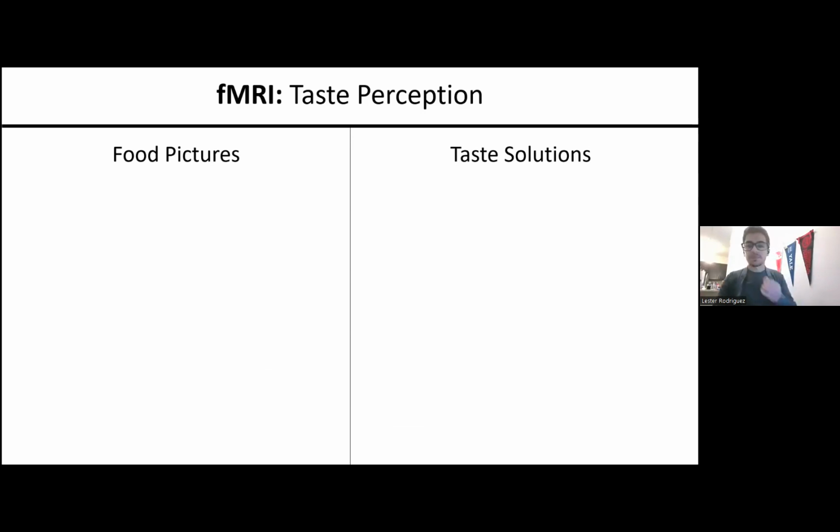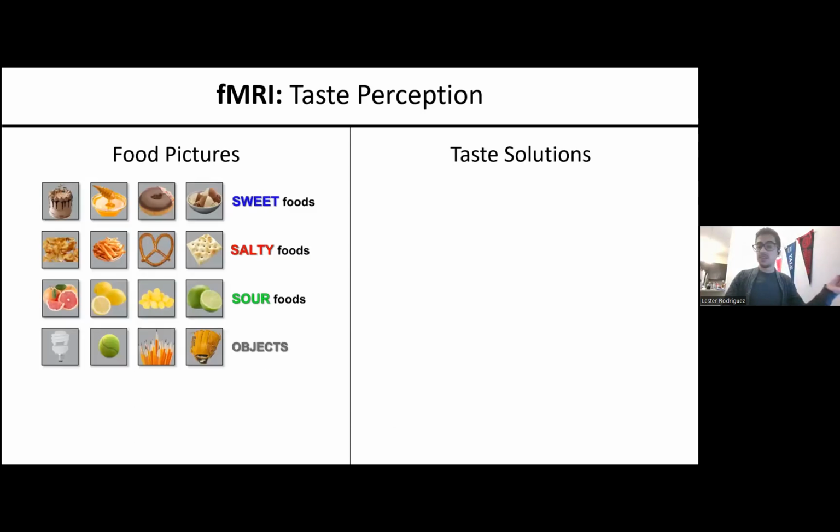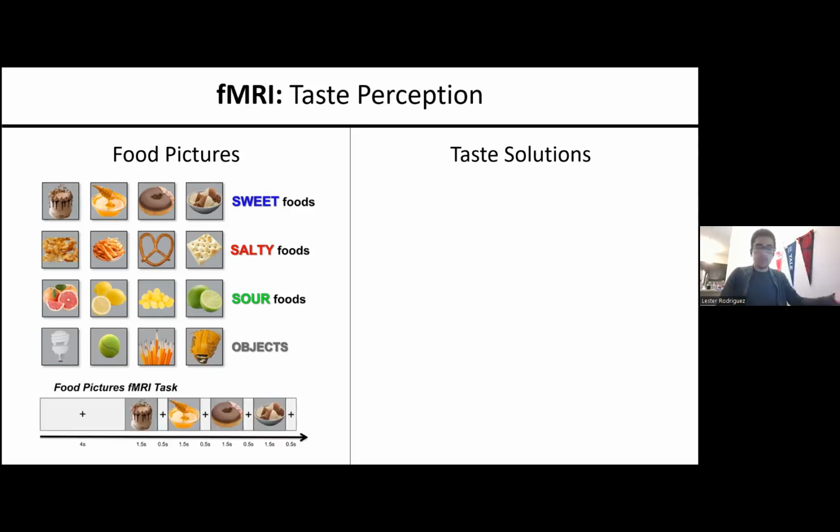Here's another one. This study was looking at how we perceive taste, right? When we eat things. So they did two things. They showed people pictures of food and different types of food, sweet foods, salty foods, sour foods, and also objects. And so their study was just showing people these pictures through time, and they showed them a bunch of them. And now they can see what brain area activates when you think of sweet things or salty things. And I'm sorry if I'm making anybody hungry, but that's what they did in the study.